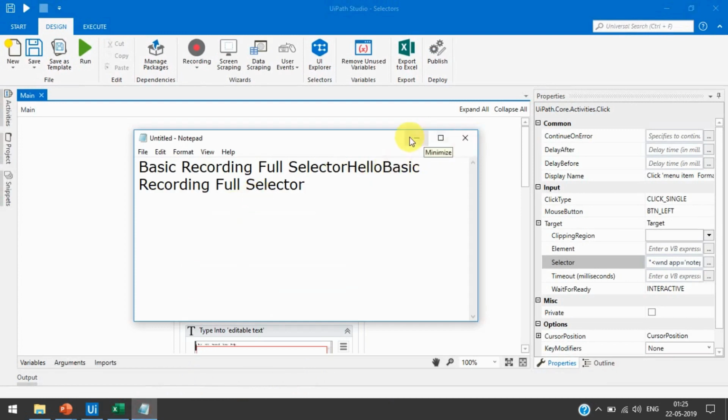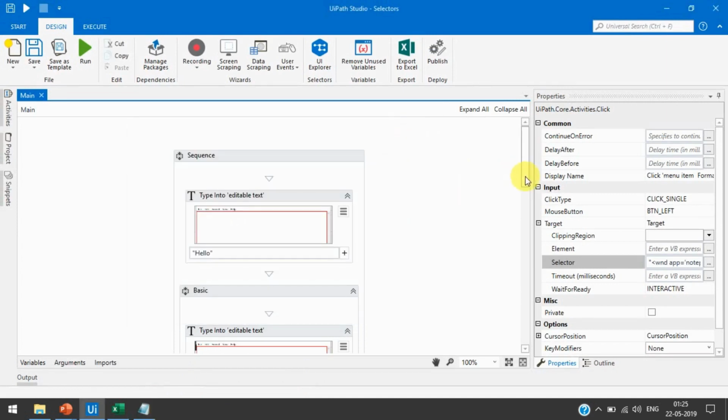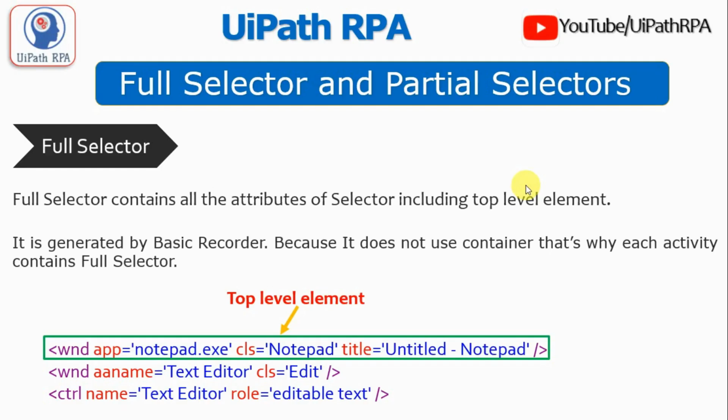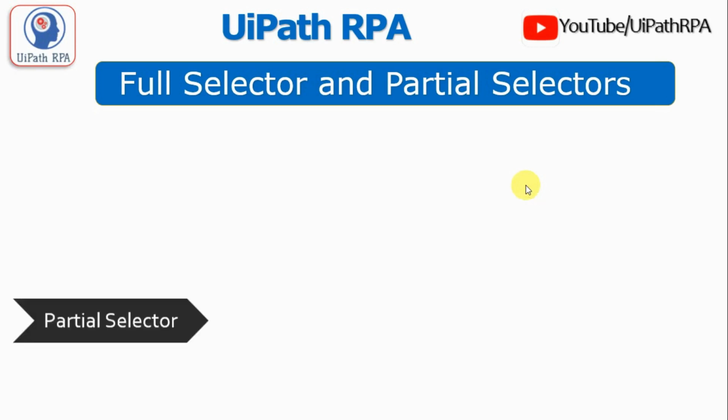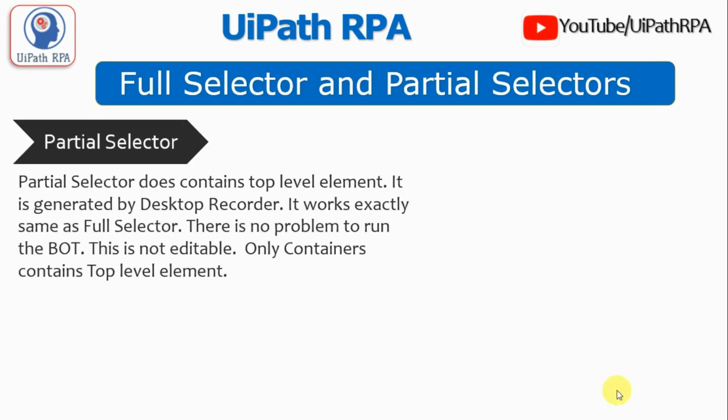And now go to the next, that is the partial selector. The partial selector does not contain top level elements. As I already told you, the partial selector will not contain the top level element and the full selector contains top level elements. It is generated by the desktop recorder. It works exactly the same as the full selector. There is no problem to run the project. There is no issue in running the projects.